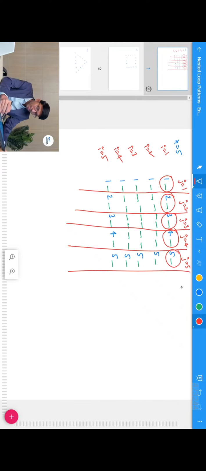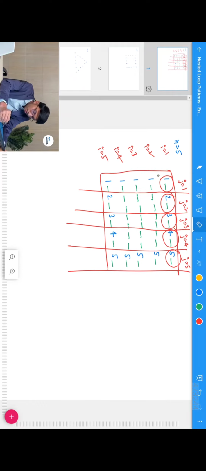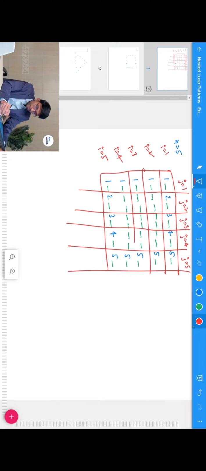What else do you see? Do you see any pattern here? Let's fully draw this square. This is a square. Now if you carefully observe what is happening here, let me first finish the entire square.